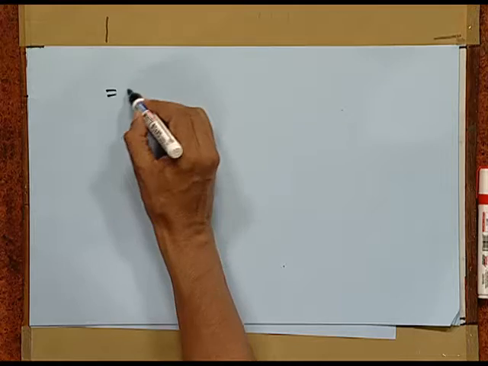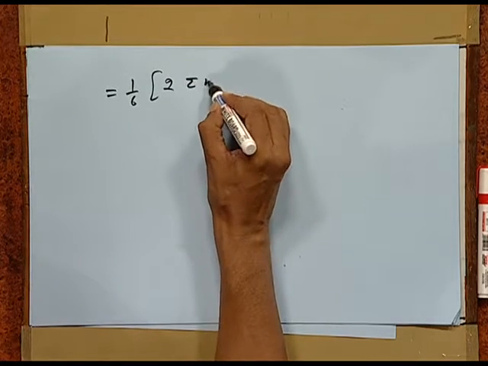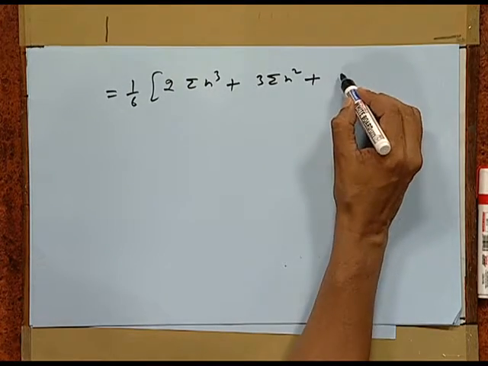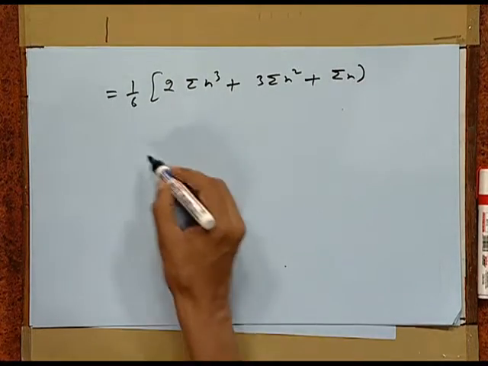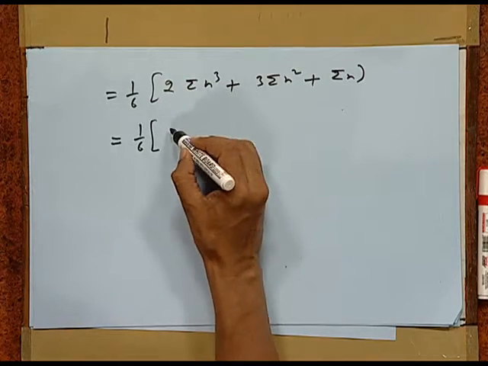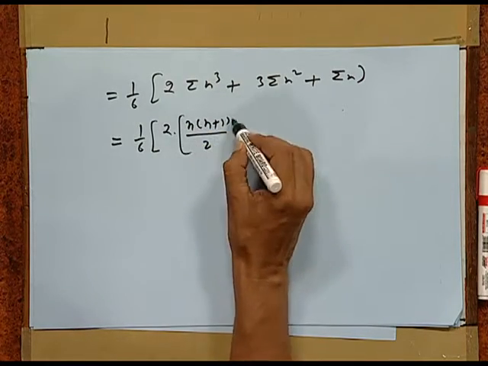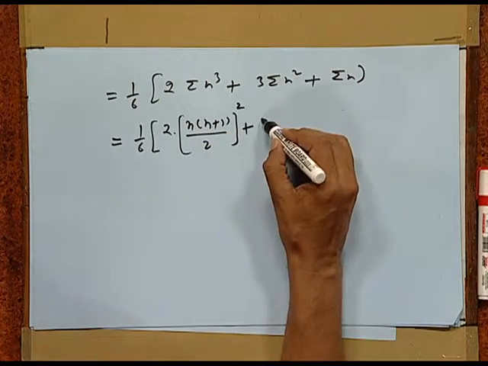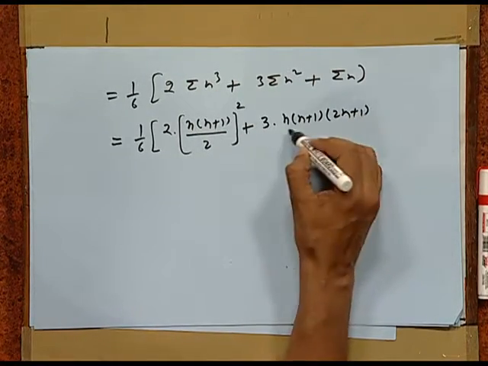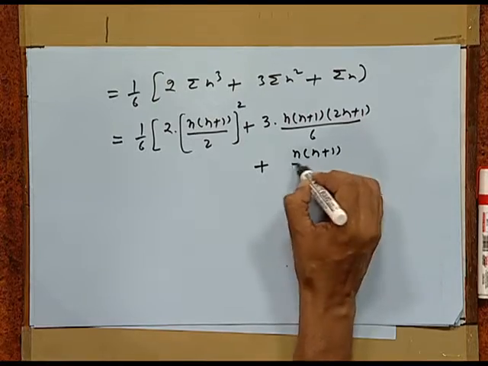which equals 1 by 6 times 2 times sigma n cube plus 3 times sigma n square plus sigma n. This equals 1 by 6 times 2 times n times n plus 1 by 2 whole square plus 3 times n times n plus 1 times 2n plus 1 over 6 plus n times n plus 1 by 2.